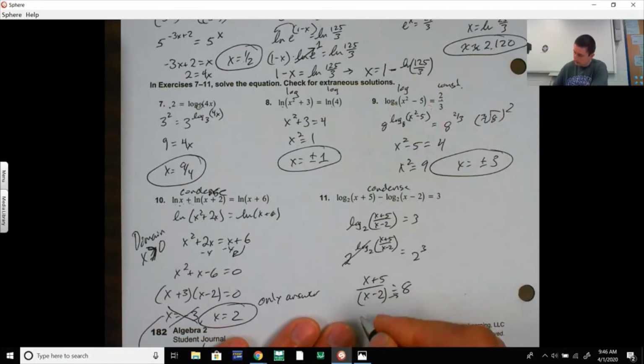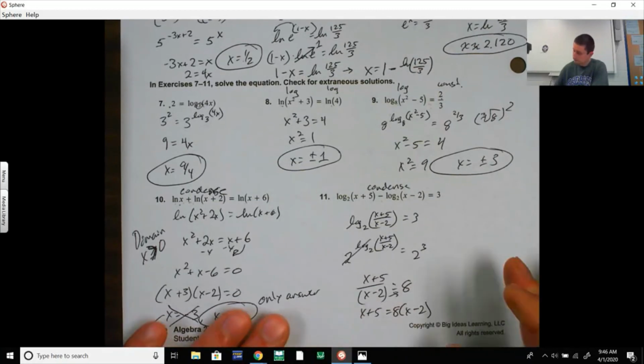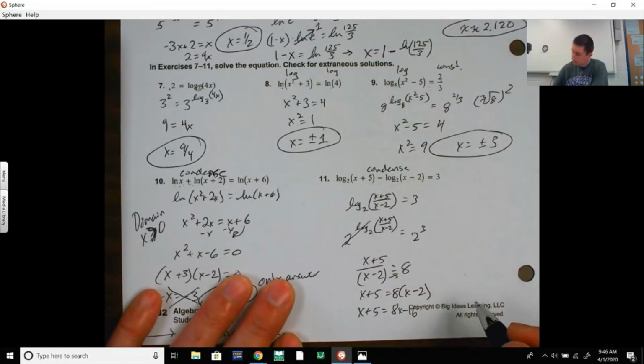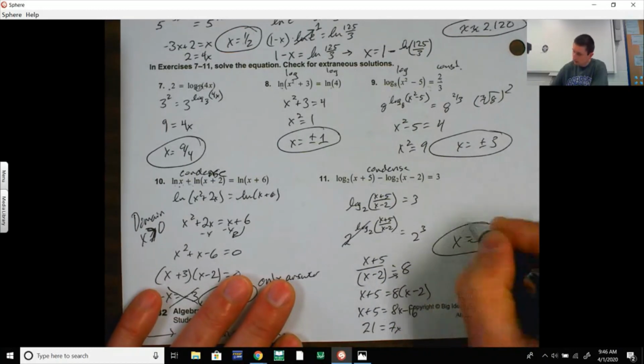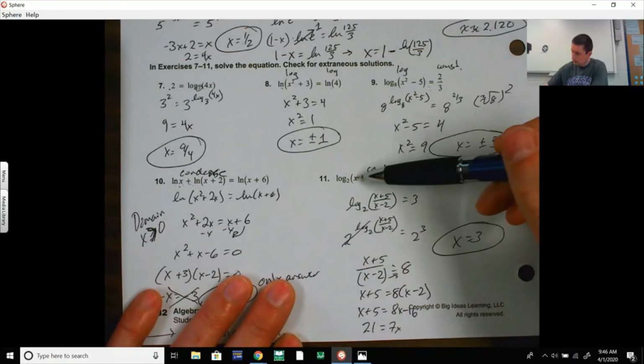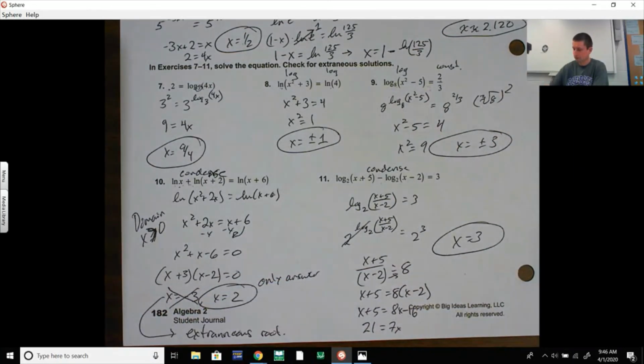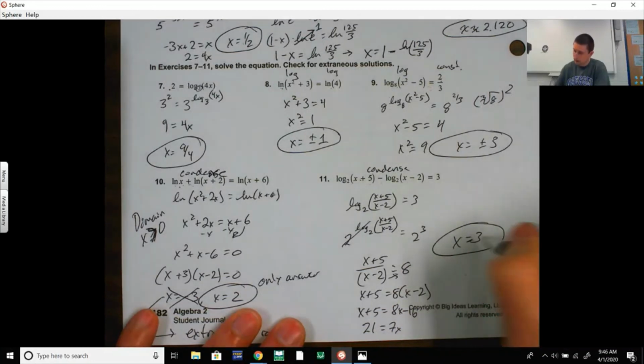Multiply that to that side, so x plus 5 equals 8 times x minus 2. And let's go from there. X plus 5 equals 8x minus 16. So 7x equals 21. You get x equals 3. Check it. 3 plus 5 is 8. That's positive. 3 minus 2 is 1. That's positive. So that should work.